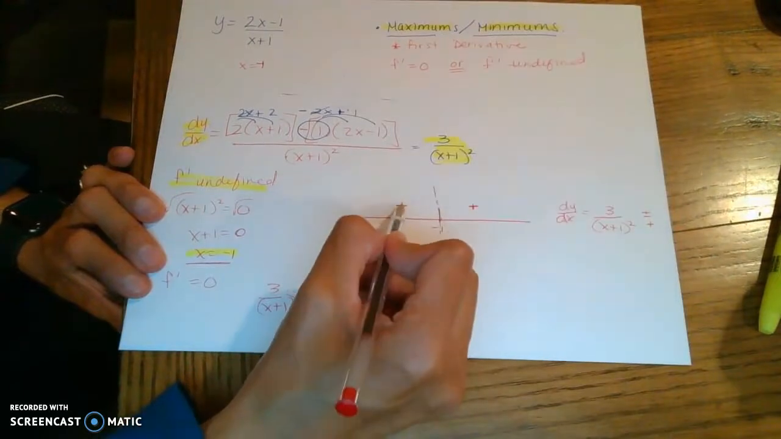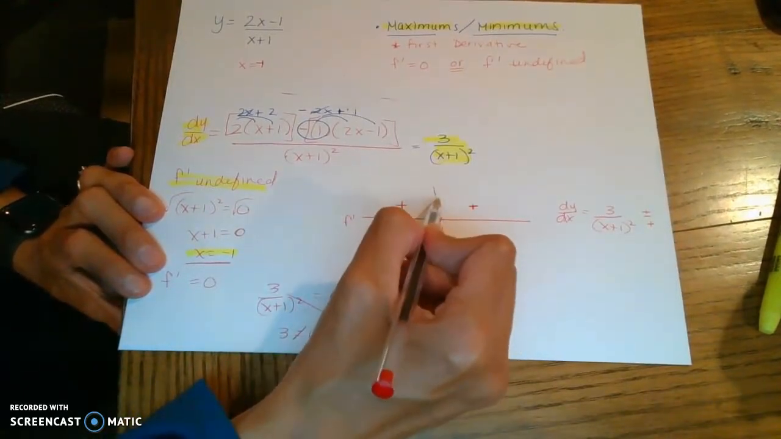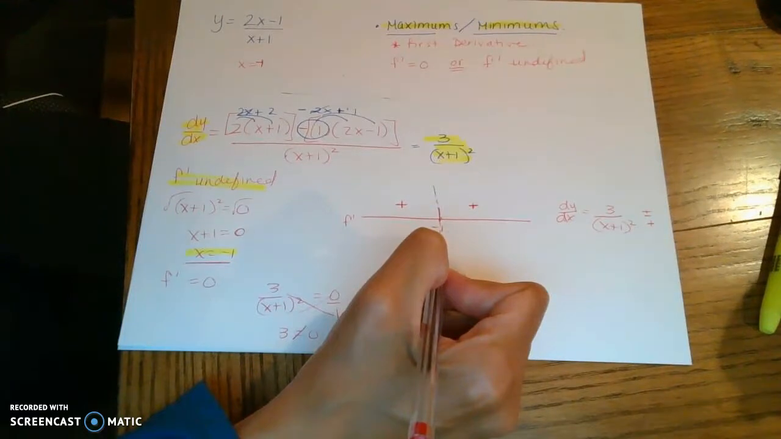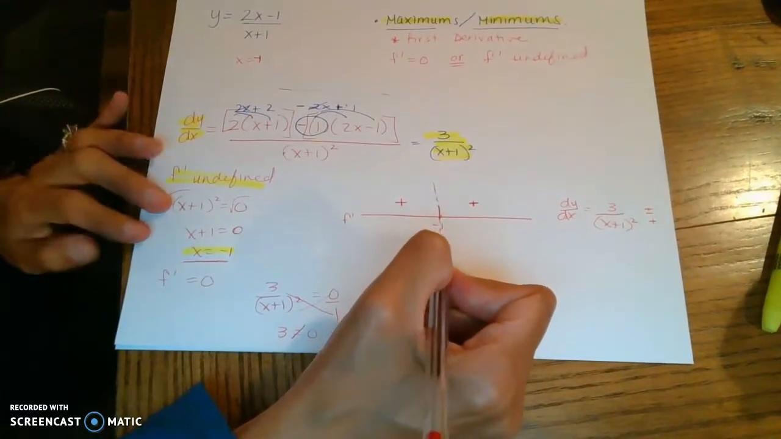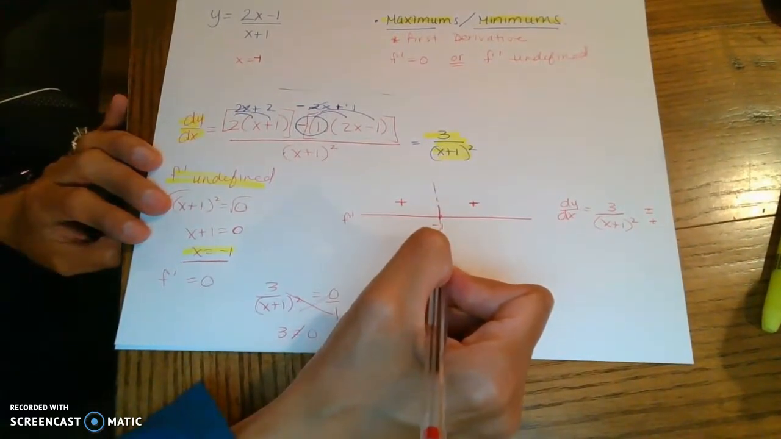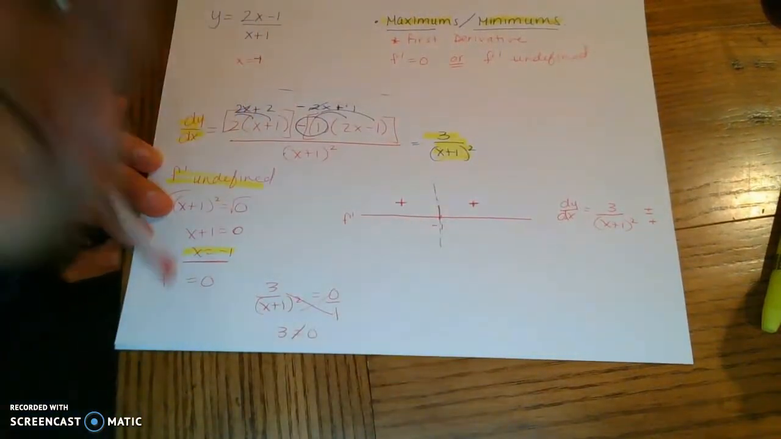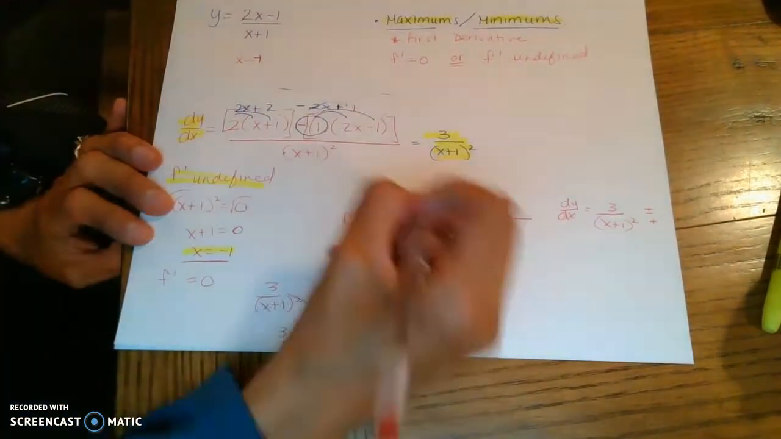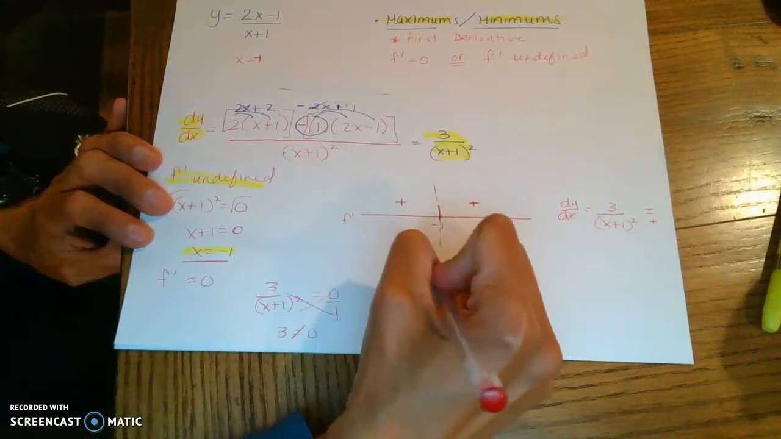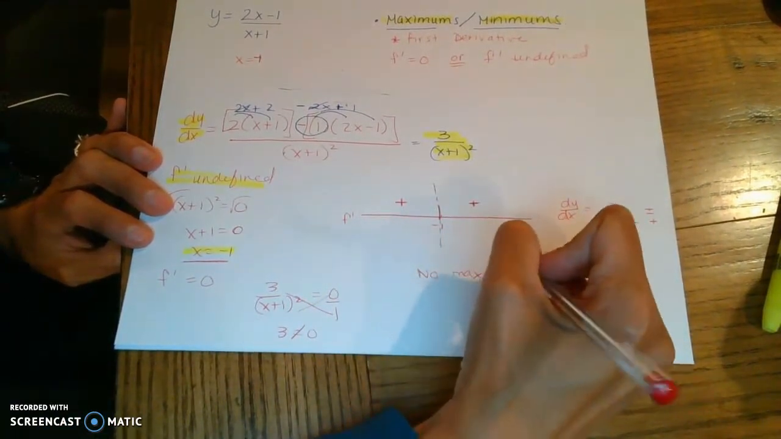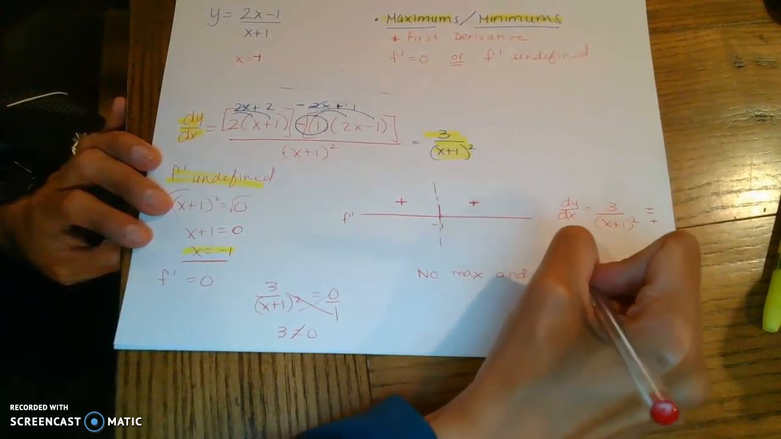However, let's just say this was plus and this was minus. You have to remember, if this was an asymptote, that means there's no max or min there, because there's no point. But you would figure that out if you tried to plug it into the original to find that y coordinate and it didn't exist. So for this problem, there was no max and no min.